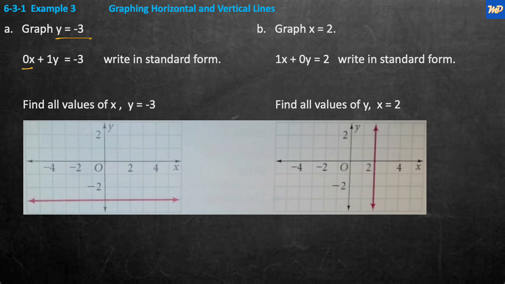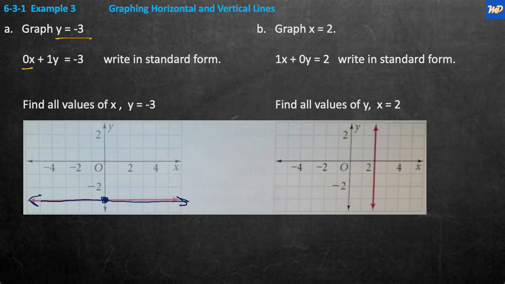When we get ready to do it, we're going to find all values of x where y is negative 3. That's what we're looking at, all values. So no matter which value of x you put in, I'm going to do a nice dark color, y is always negative 3. Here's negative 3 right here. Y is always negative 3.